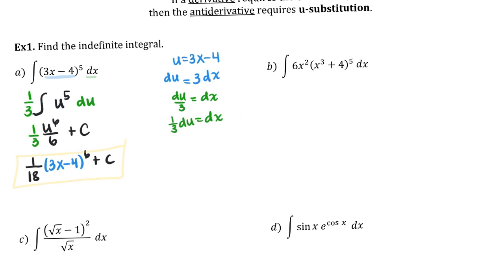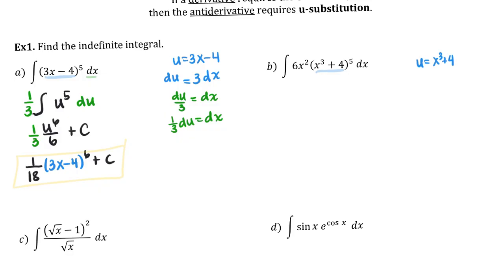Okay, so for b, I have the antiderivative of 6x squared times x cubed plus 4 to the fifth. Okay, this kind of looks like a chain rule and a product rule and all kinds of things, but in antiderivatives, we don't have a product rule. So it must be some kind of u-substitution. In u-substitution I'm looking for the inner function of a composite function. This is 6x squared, it's being multiplied by the quantity x cubed plus 4 to the fifth. Since I'm taking x cubed plus 4 and raising it to the fifth, I believe x cubed plus 4 is my inner function. So on the side, I'm going to let u equal x cubed plus 4.